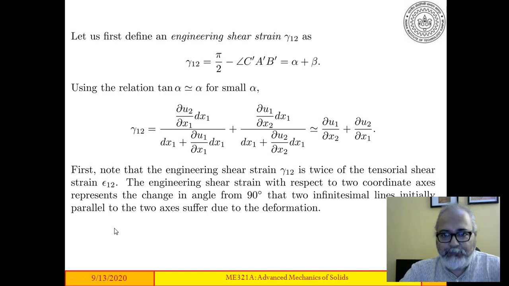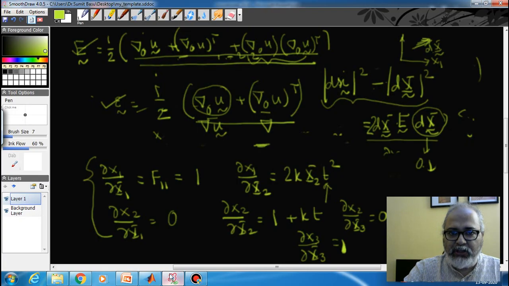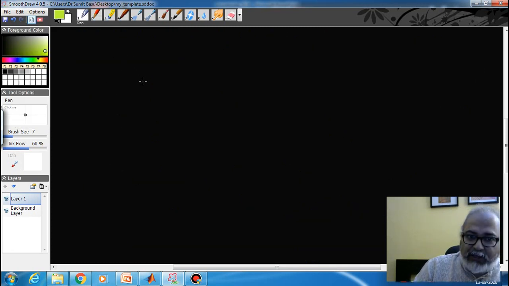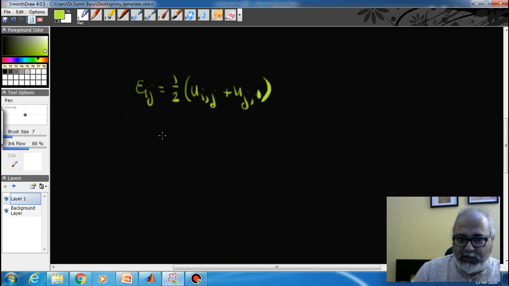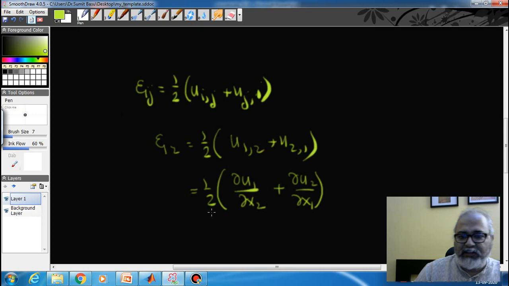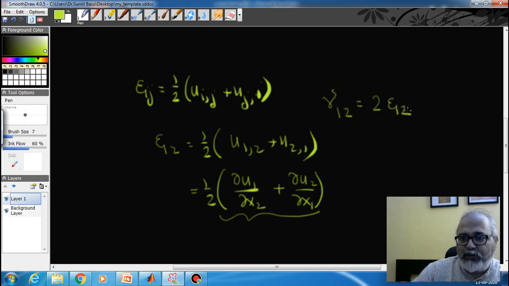del u1 del x2 plus del u2 del x1, which is simply twice of the quantity epsilon 1 2. Remember that according to our tensorial definition, epsilon ij is half of u i comma j plus u j comma i, and epsilon 1 2 therefore is half of u1 comma 2 plus u2 comma 1, which is half of del u1 del x2 plus del u2 del x1. This is our epsilon 1 2, and what we found as gamma 1 2 is twice of epsilon 1 2.